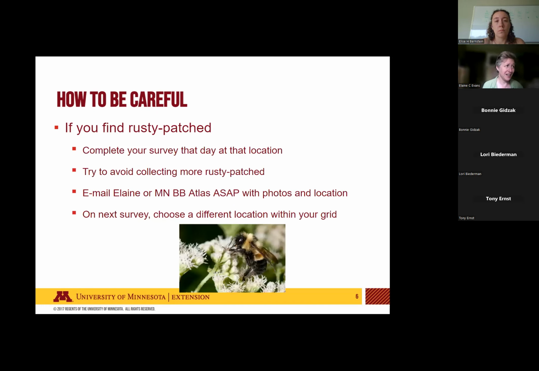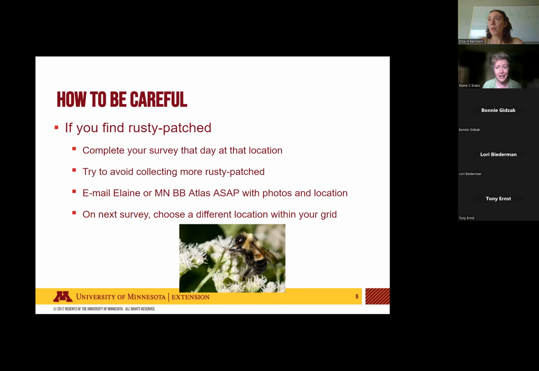So if it is indeed a Rusty Patch Bumblebee, you can go ahead and complete your survey at that location that day. But if you do see more Rusty Patches while you're out, try to avoid collecting and handling them. If you do see more, it'd be great for you to just note that you did.